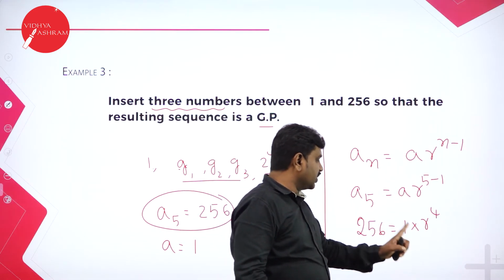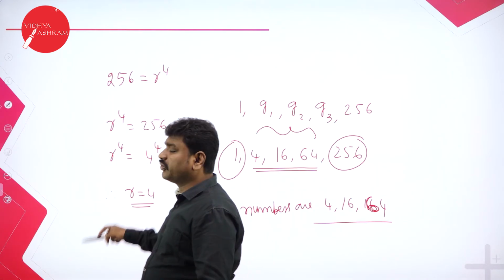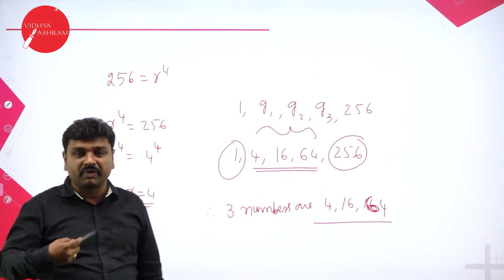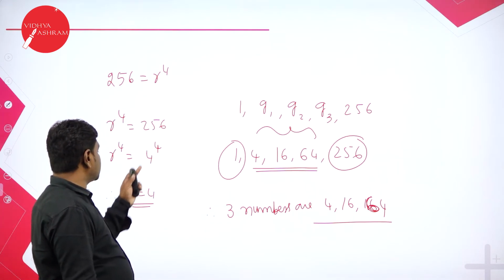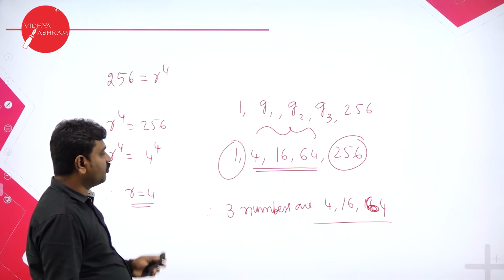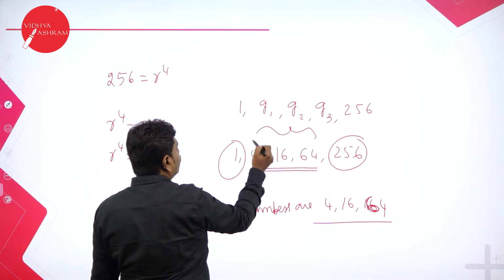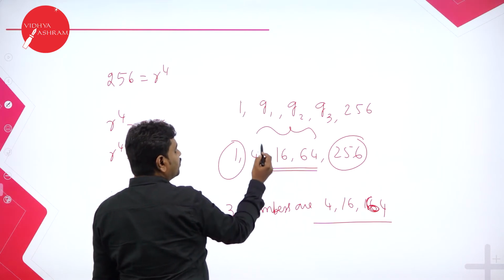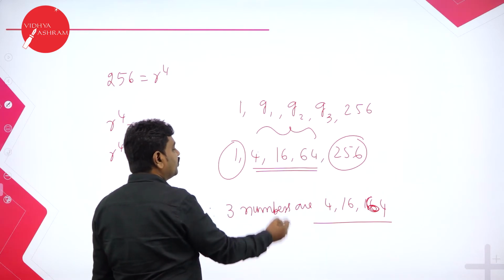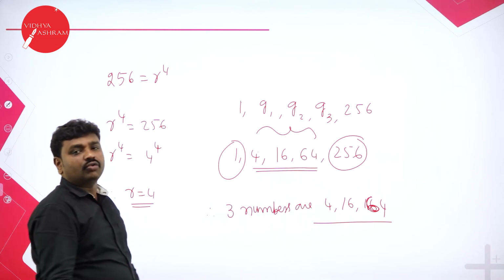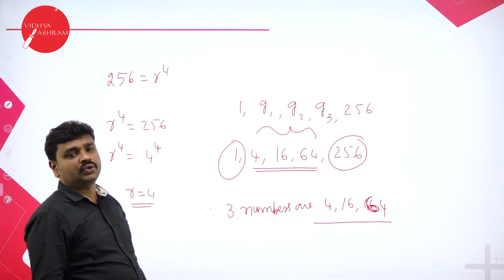A means first term 1, and R power 4. R power 4 is 256, and 256 can be written as 4 power 4. So then simplify this. By the method of comparison, the powers are the same, so equate the bases: R is equal to 4. Once you get 4, multiply 4 to each number. 1 into 4 is 4. Again multiply 4 to this 4, it will become 16. Again multiply by 4, it will become 64. Again you multiply by 4, it will become 256. So these are the three numbers. 4, 16 and 64 are the numbers that you should include between 1 and 256.